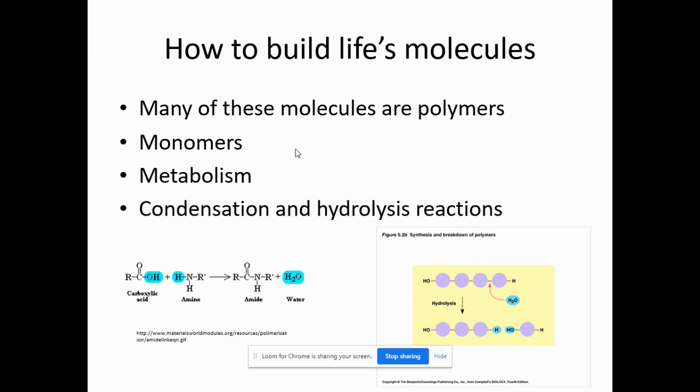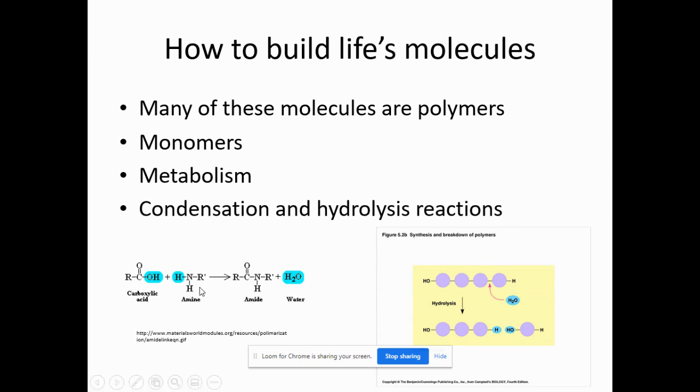All right, and these polymers are created through condensation reactions, and they're broken up or digested through hydrolysis reactions. So here you have a condensation reaction, where you have a building of a polymer. So why is it called condensation? Well, what do you think of when you think of condensation? That water forming on a cold drink on a hot day. So condensation means water forming.